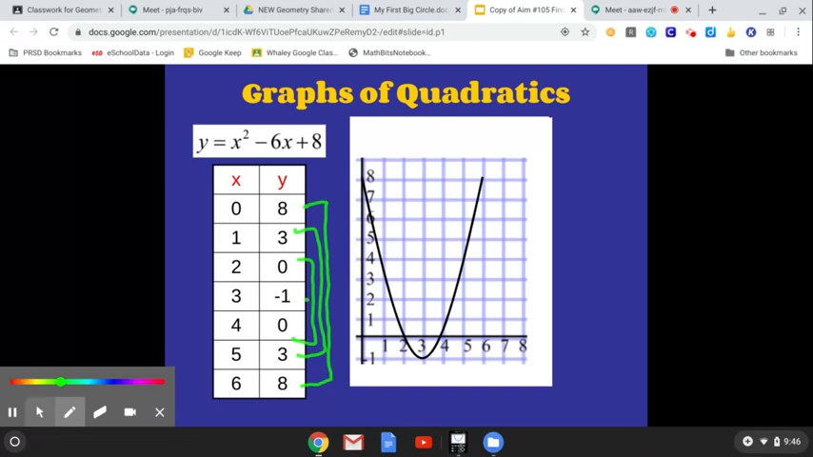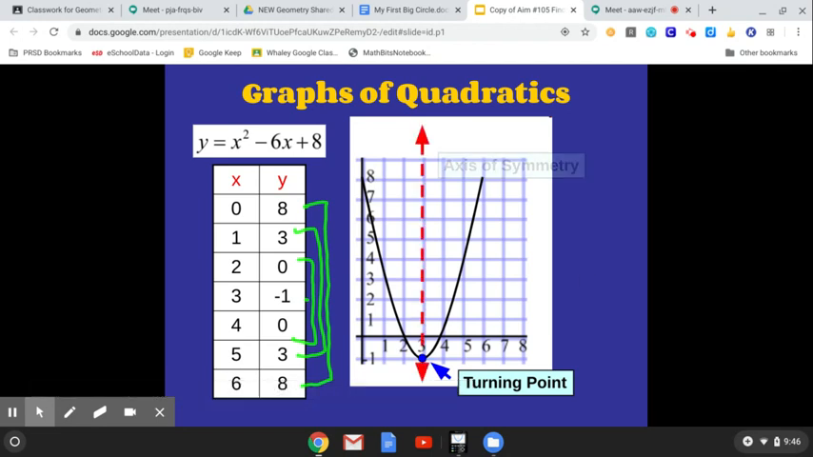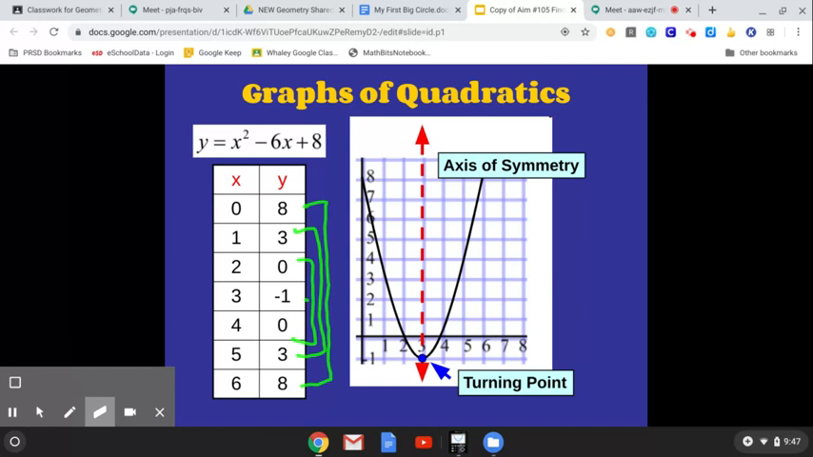Now, yesterday we identified that the axis of symmetry would be that line that sort of cuts that parabola in half, and the turning point is that point at which the graph changes. Now, one thing you should notice is that the axis of symmetry always goes through the turning point. That's kind of critical. They do go hand in hand with one another.